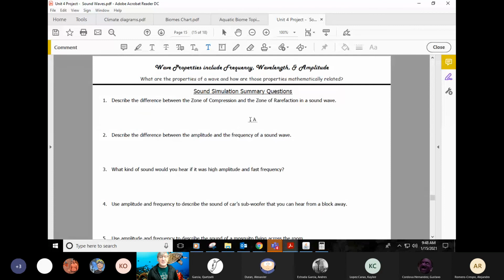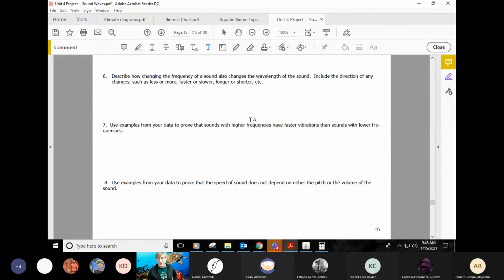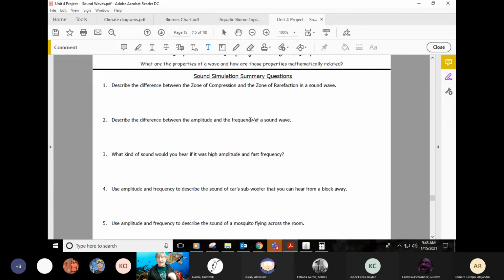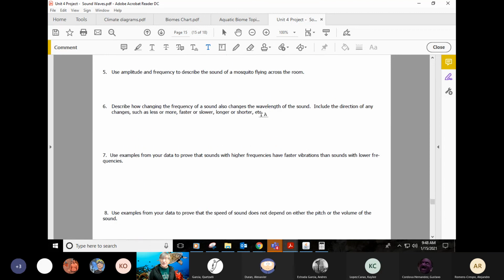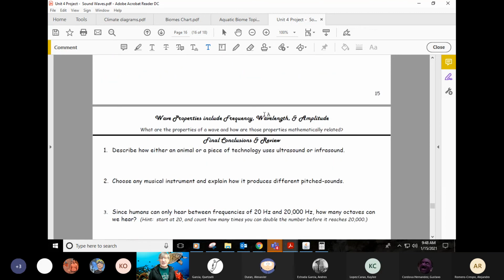So page 15 has 8 questions. And it could refer to any of those pages that have to do with the lab, but it won't go back before the lab. Then the only thing left on this whole project is a final conclusion and a review of the entire project.